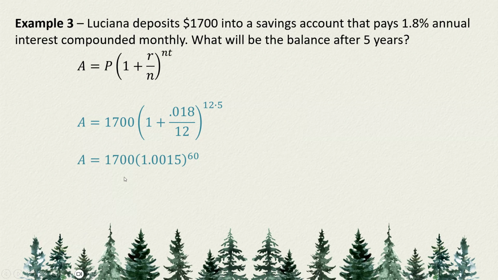Simplifying that expression, our growth factor becomes 1.0015. When we multiply 12 times 5, we get 60, and then we can type that part into our calculator, and we get $1,859.97. This is the amount she would have in her account after 5 years.